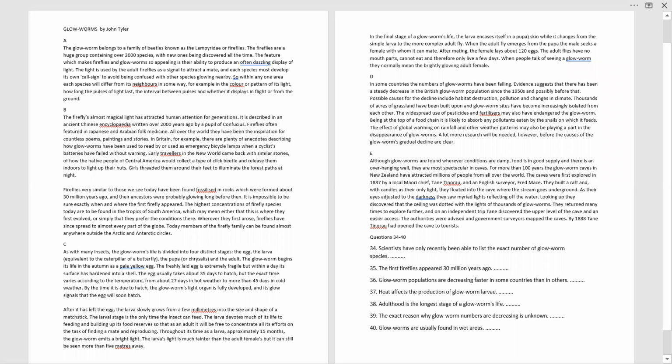Understand the statement? This is not what they're talking about, the appearance of the first fireflies. They're just saying the fossils we see today have been found in rocks, fossilized in rocks, which were formed about 30 million years ago. So it is not an indication that the first fireflies appeared 30 million years ago. We found it in rocks which are 30 million years old, but there is no mention that they appeared at 30 million years ago.